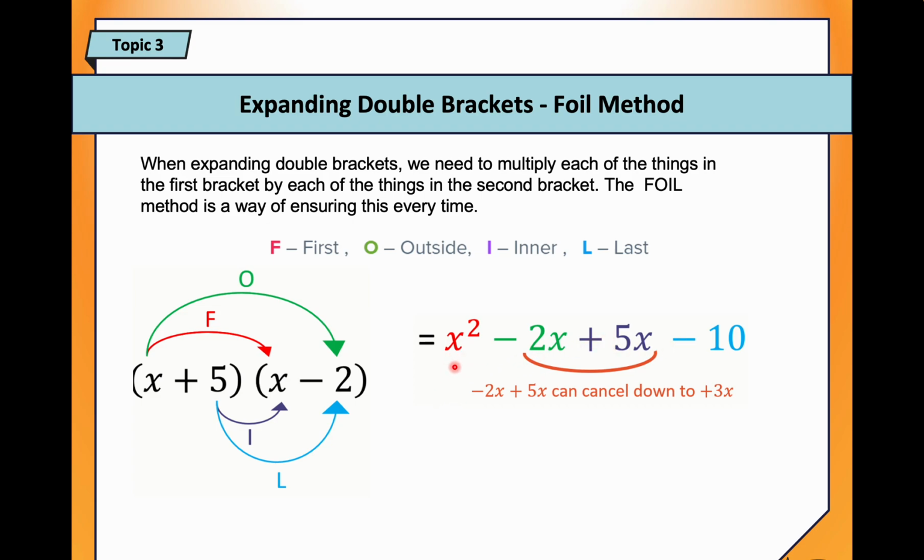So basically what we have now is negative 2x can be simplified with 5x, like what we have been seeing in the last statement. They are like terms, yeah?